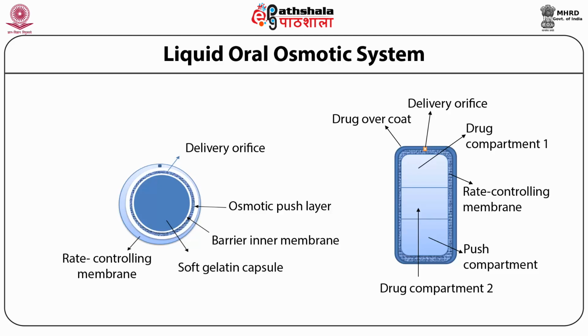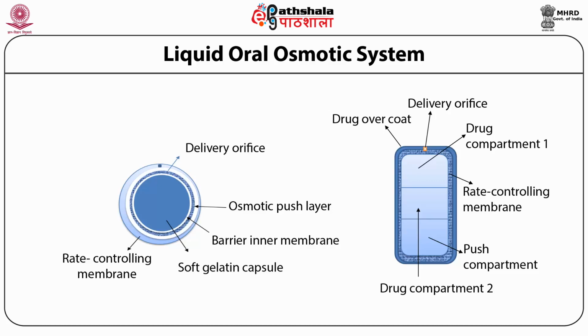The egg-like structure consists of a delivery orifice, and then a rate controlling membrane, which is a semi-permeable membrane. The core is the liquid drug formulation, so the drug is dissolved in the liquid, and adjacent to the core is the osmotic push layer, and then there is a barrier inner membrane. In the other structure you can see the same kind of structure. There are two compartments, compartment 1 and compartment 2. Compartment 1 is the drug, compartment 2 is another drug, so two drugs are separated, and the third compartment is the push compartment. At the top is the delivery orifice.